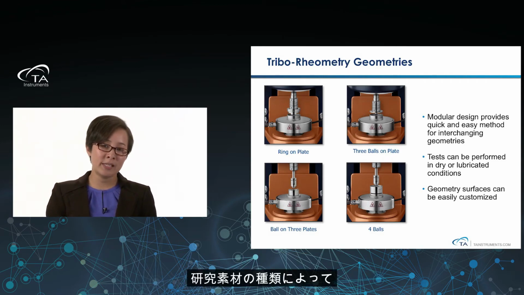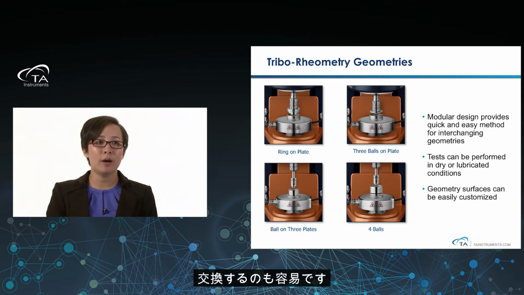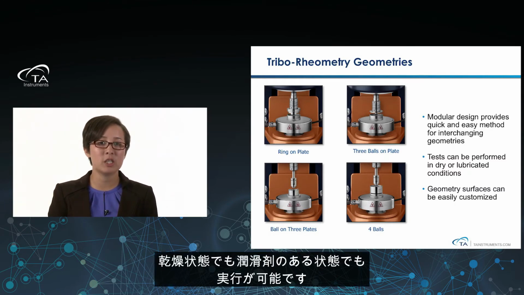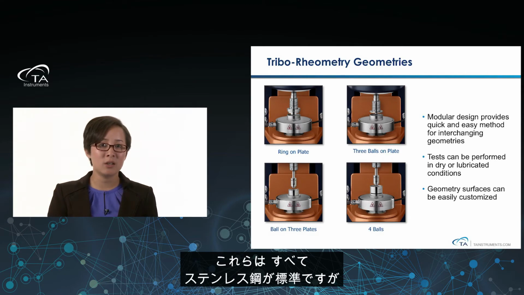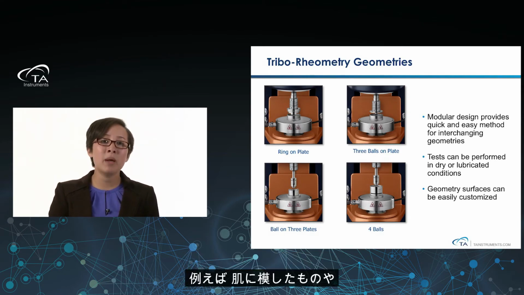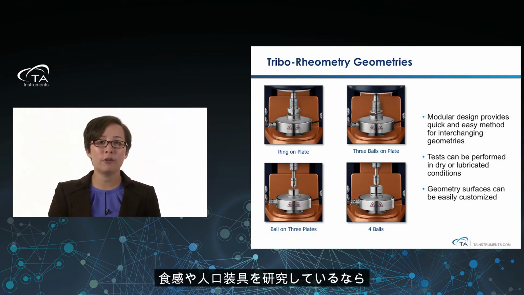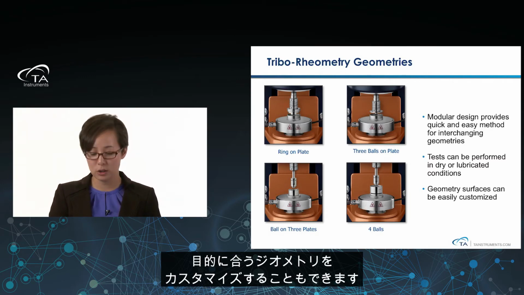Now, if you notice, all of these have a modular design. So what that means is that it's easy to switch back and forth between the different geometries depending on what types of materials you're studying. It's an easy method to interchange them. All of these tests can also be performed in dry or lubricated conditions depending on what's of interest and what the application is. And then the last thing is that the geometry surfaces can be easily customized. So all of these are standard stainless steel, but if you have things such as skin mimic or papillae, like on the tongue, for instance, if you want to do mouthfeel, or if you're studying prosthetics, then maybe you're looking at some coatings, coated materials, or even polymers. You can customize the geometries as you see fit.